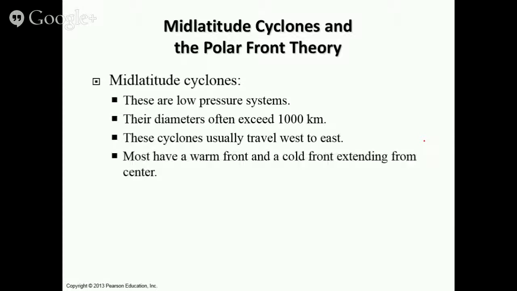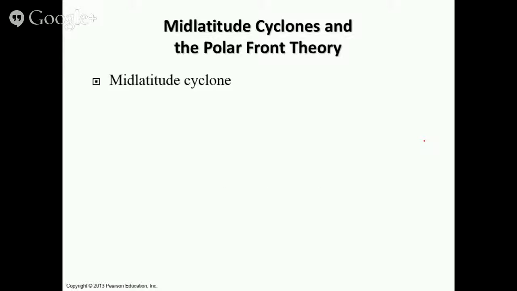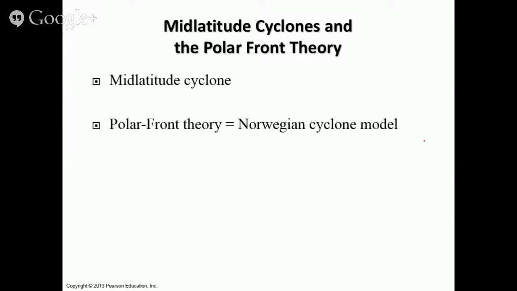They are steered by the jet stream. They have a warm front and cold front extending from the center. Warm fronts typically come first, and they produce precipitation. Here's what we get into with the polar front theory. It is that Norwegian cyclone model.